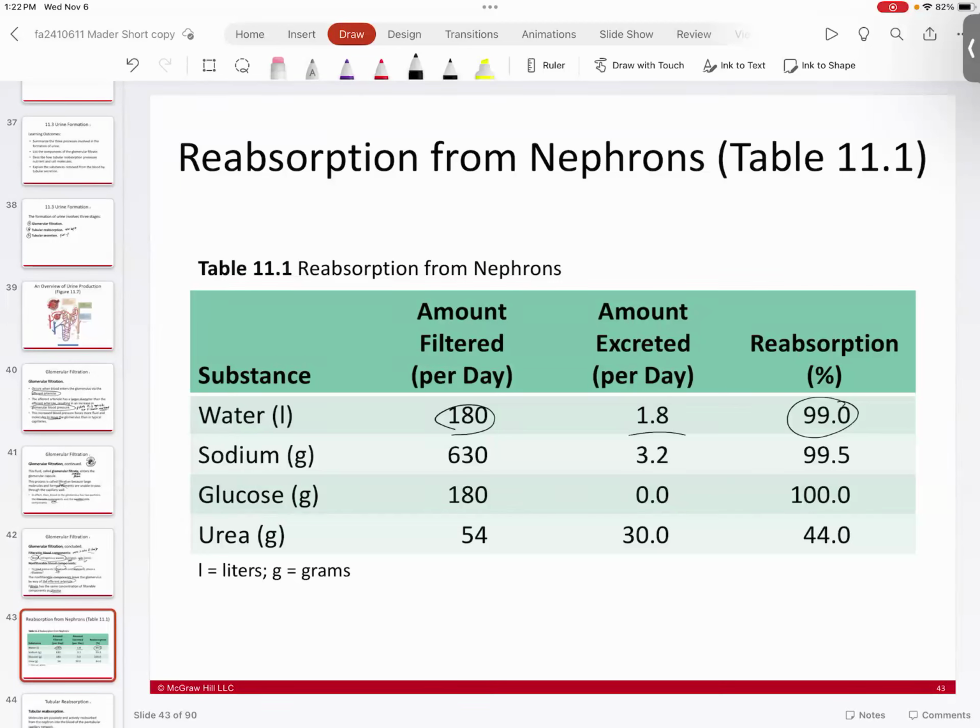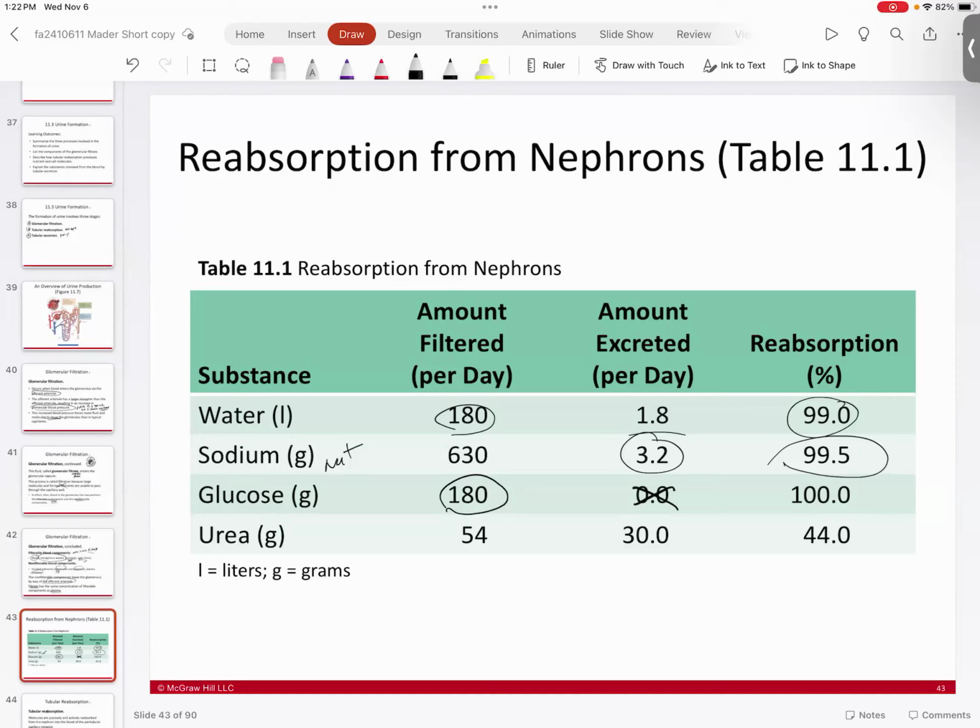For sodium, right, so this is basically your Na+, you're filtering about 630 grams a day. You're only excreting about 3.2, which means you have north of 99% retention or reabsorption of that. Glucose, you filter out about 180, the same as water, but here you're not excreting out any of it. So you get 100% reclamation. You're going to reclaim all of your glucose, which makes a lot of sense, right? Think about it. Glucose is your food. You had to work hard to get that food.